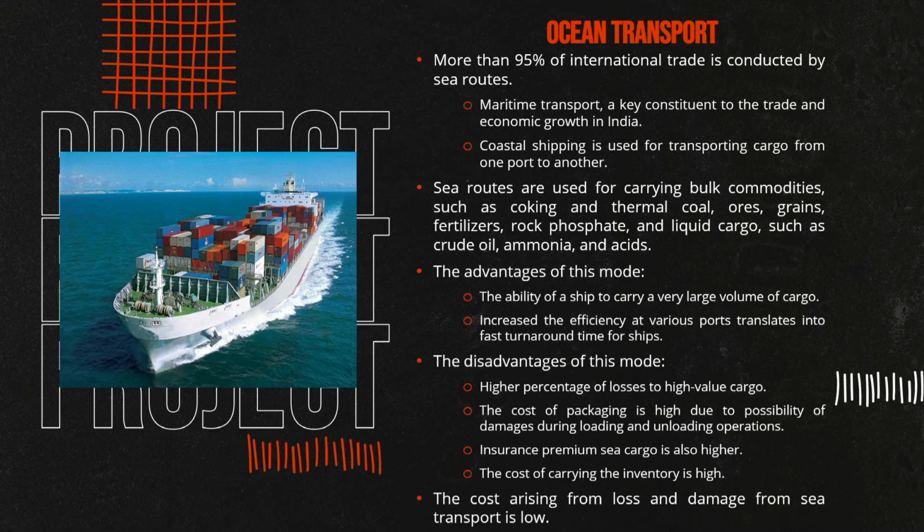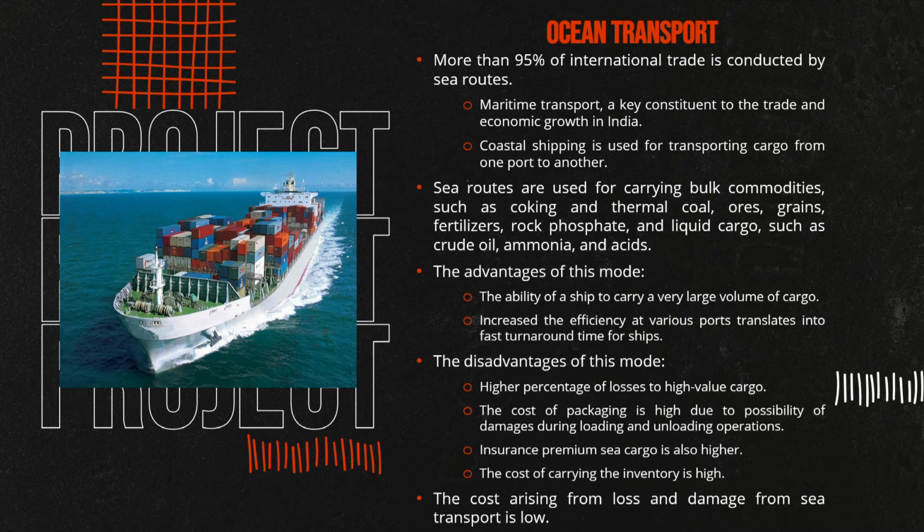More than 95% of international trade is conducted by sea routes. For example, maritime transport, a key constituent of trade and economic growth in India, contributes 90% in terms of volume and 77% in terms of value. In addition, coastal shipping is used for transporting cargo from one port to another. For example, in India, cargo can be transported from Chennai port to Visakhapatnam port using the coastal shipping route.